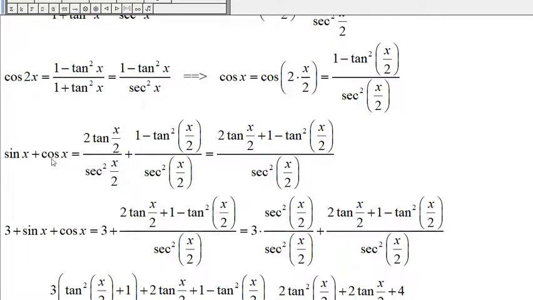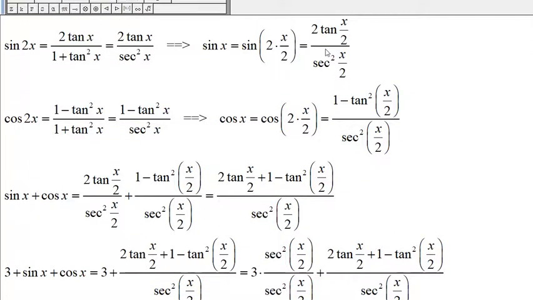Now sine of x plus cosine of x. So this is sine of x and this is cosine of x. We have 2 tangent of x over 2 divided by secant squared of x over 2, plus 1 minus tangent squared of x over 2 divided by secant squared of x over 2. The common denominator is secant squared, so we have secant squared, and then here we get 2 tangent plus 1 minus tangent squared.